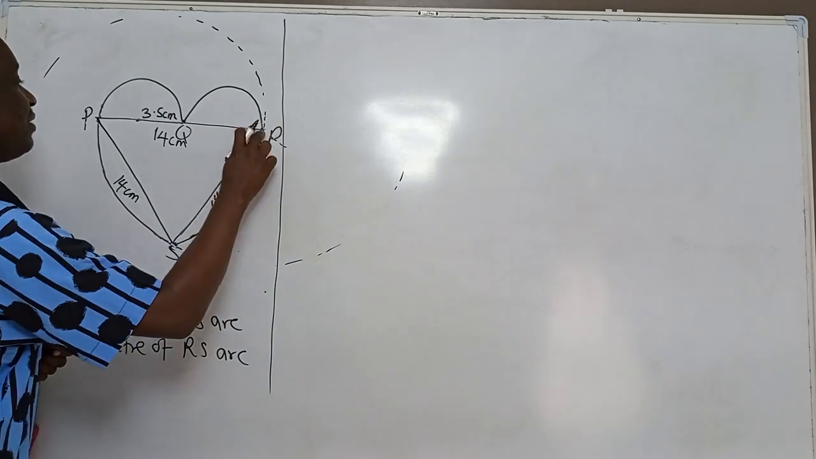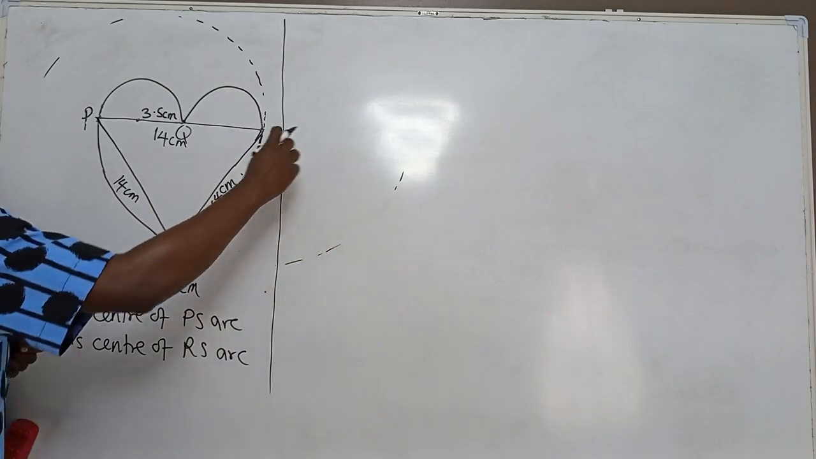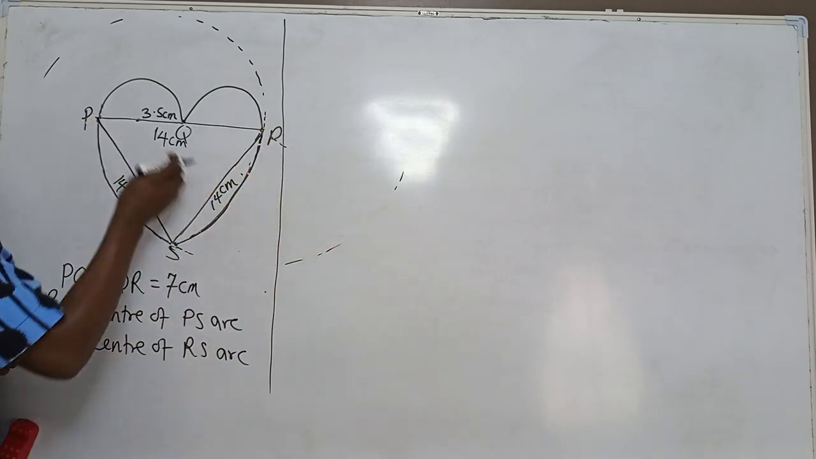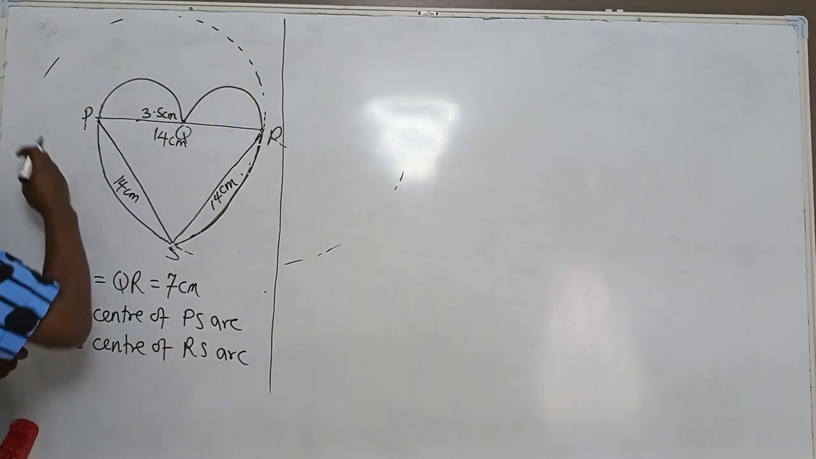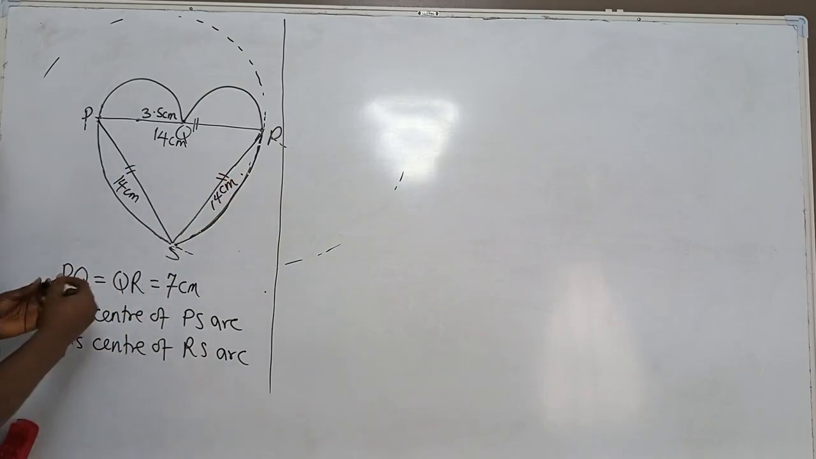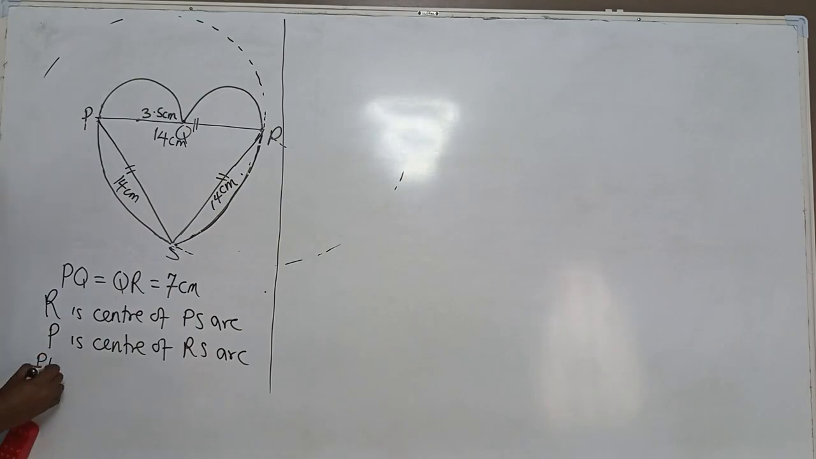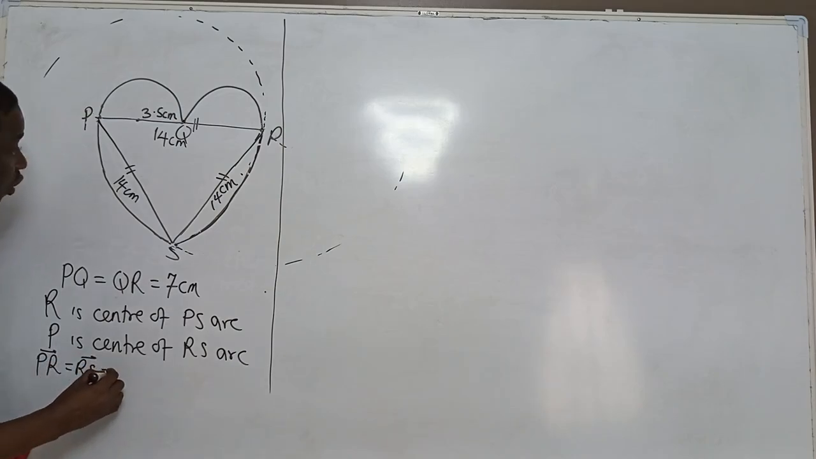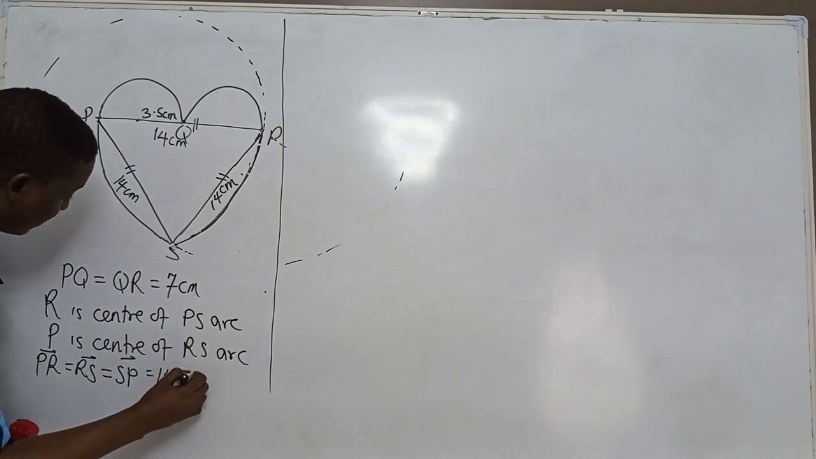So if you understand that, you will understand that this particular arc is a full circle that has a center here. From here to this place is the radius of this particular circle, if completed. Then from here to here is the radius of this circle if completed. So what we are seeing is that this triangle is an equilateral triangle. What does equilateral triangle mean? That means PR is equal to RS equal to SP, which is equal to 14 centimeter.